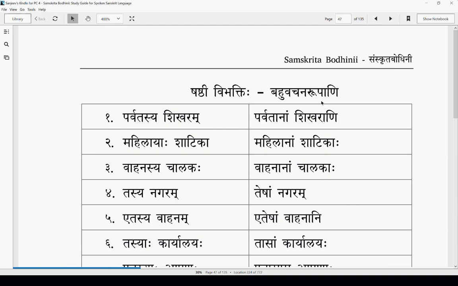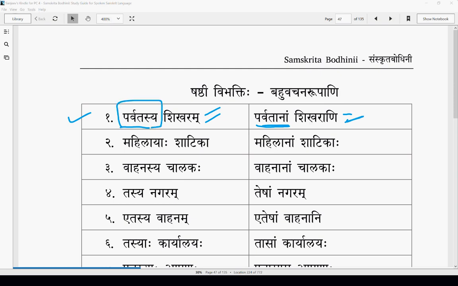Here, Shashti Vibhakti Bahuvachana Rupani. In the first column we have the Ekavachana Rupani, and in the second column the Bahuvachana Rupani. First we take the Akaranta Pullinga, Parvatasya Shikaram. Shikaram means peak. Parvatasya Shikaram, Parvatanam Shikarani. Here I am also changing to Bahuvachanam, but you already know that Napunsakalinga Ekavachanam, Prathama Vibhakti changes to Bahuvachanam. Here our focus is on Shashti Vibhakti Bahuvachanam.